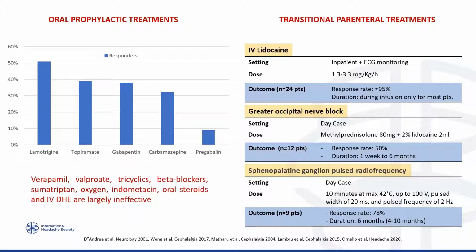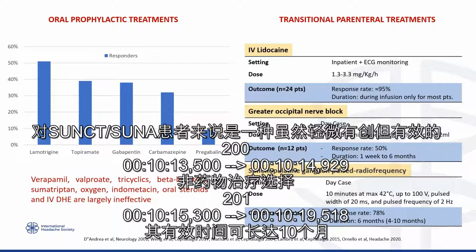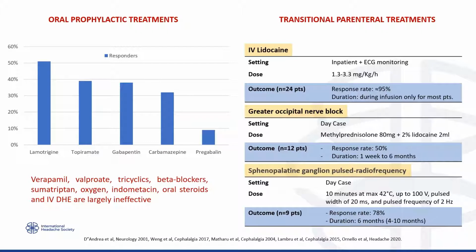Greater occipital nerve blocks, performed on the side of the pain, seem to be effective in a proportion of patients. The response rate in SUNCT and SUNA is considered around 50%, with the duration of the benefits ranging between 1 to 6 weeks. Recent evidence has also suggested that sphenopalatine ganglion pulse radiofrequency treatment could be an effective non-pharmacological, slightly more invasive option in patients with SUNCT and SUNA, with a duration of the effect lasting up to 10 months.